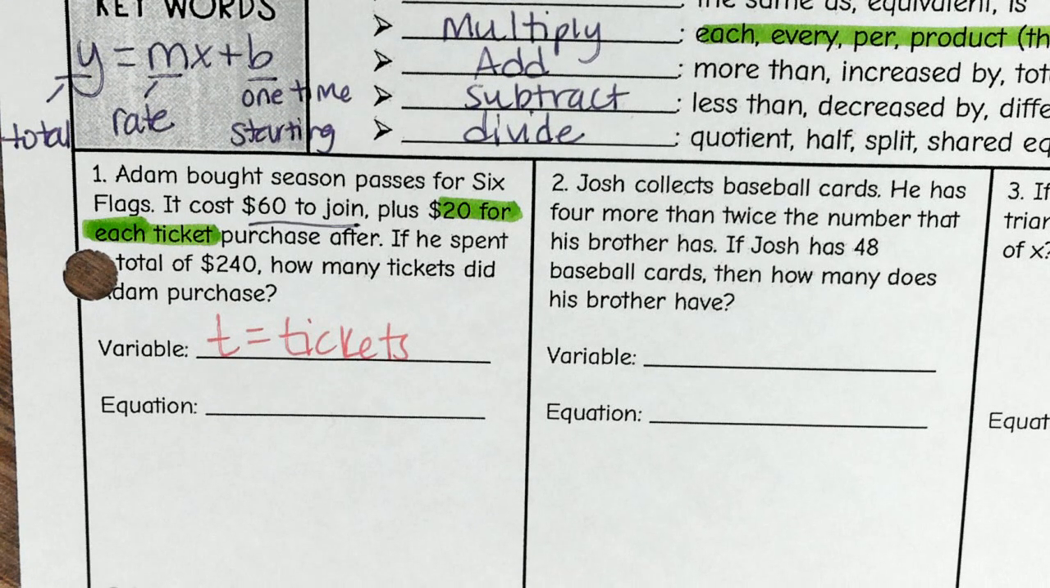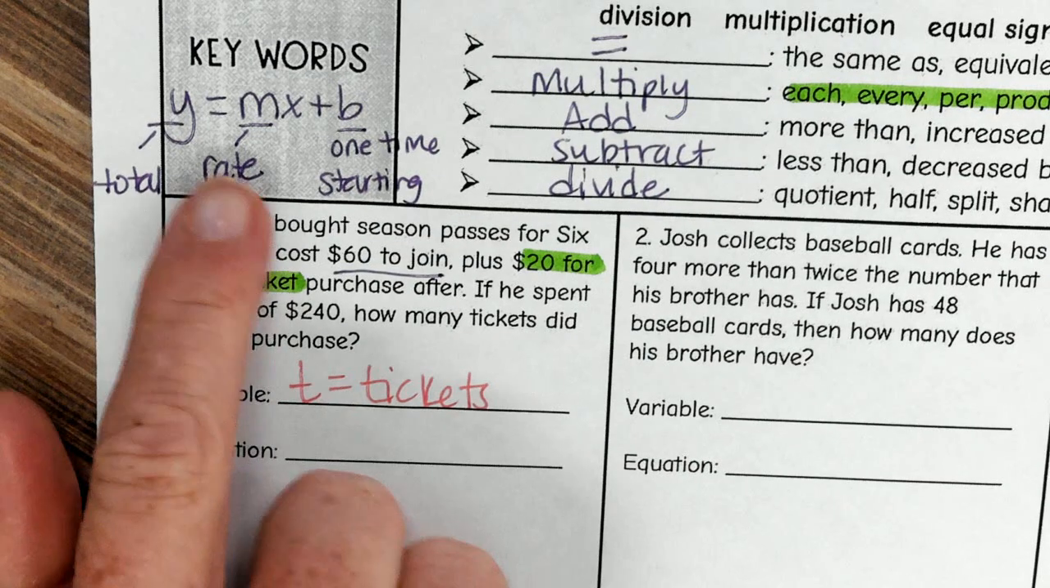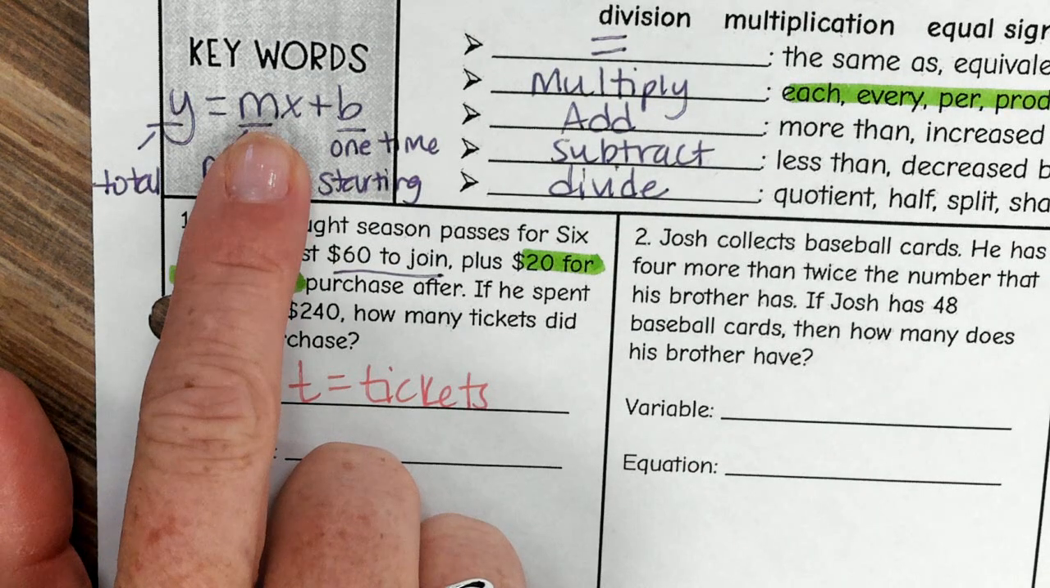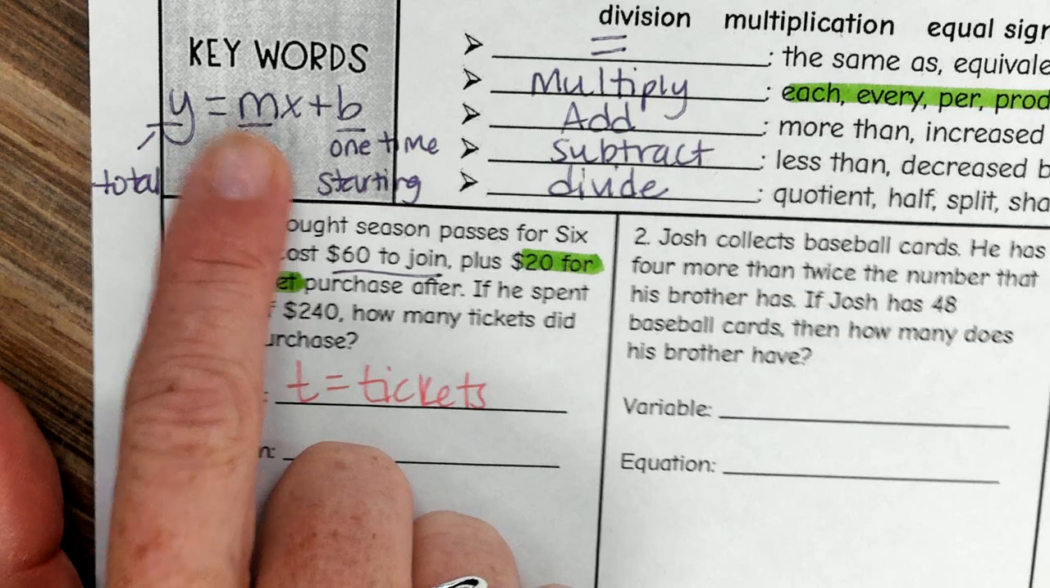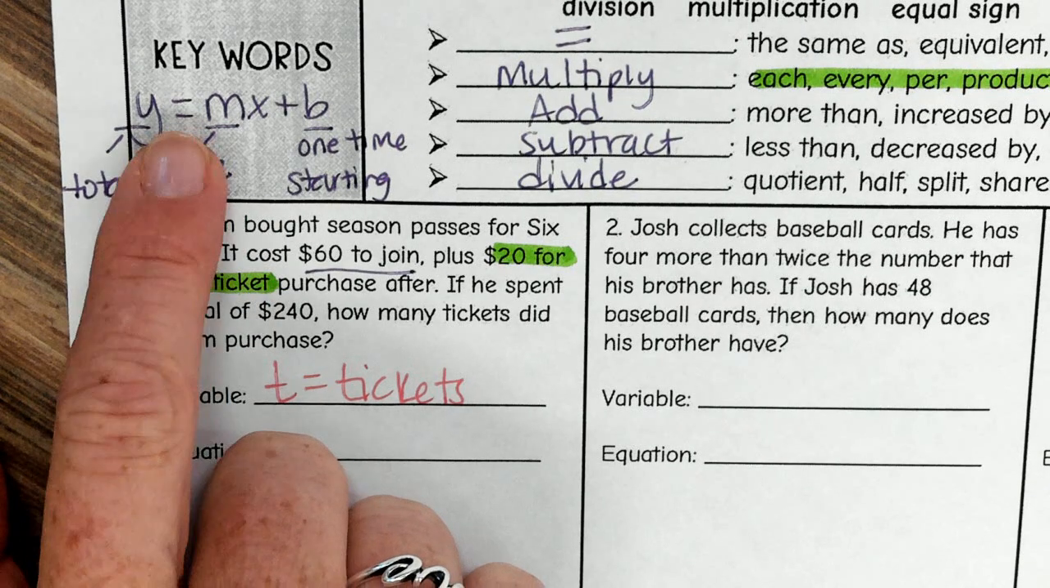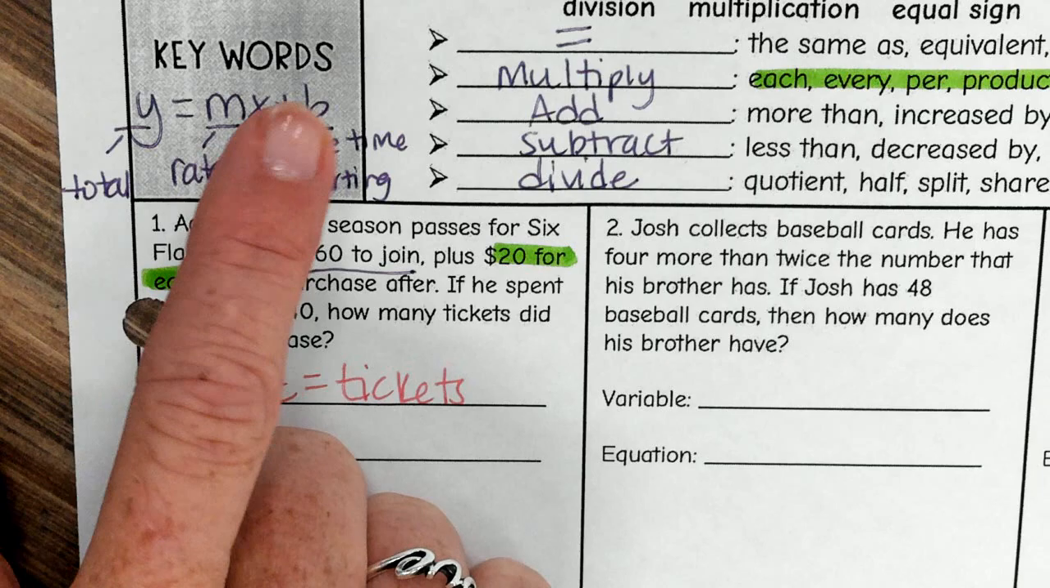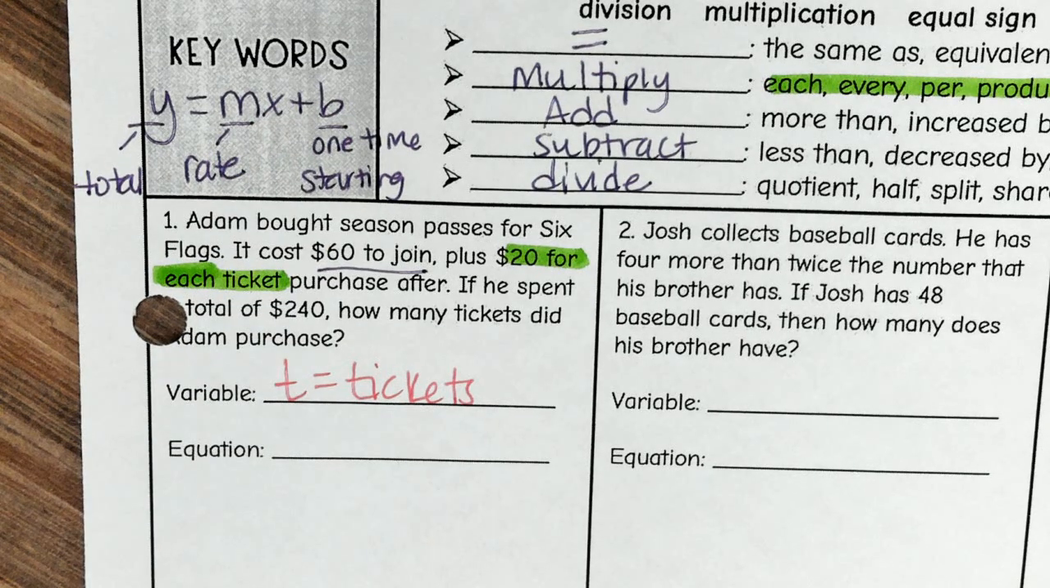Plus 20T. Okay, 20T equals 240. Perfect. Did he go in this exact order? No, but you don't have to. You could say 240 equals 20T plus 60. But you don't have to.